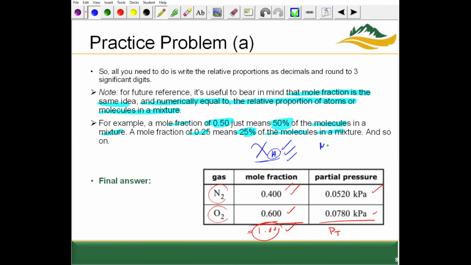Because we know we use Avogadro's number to go between moles and atoms, or moles and number of molecules, or moles and number of particles. So using Avogadro's number, we can think of a mole fraction in all these different ways.